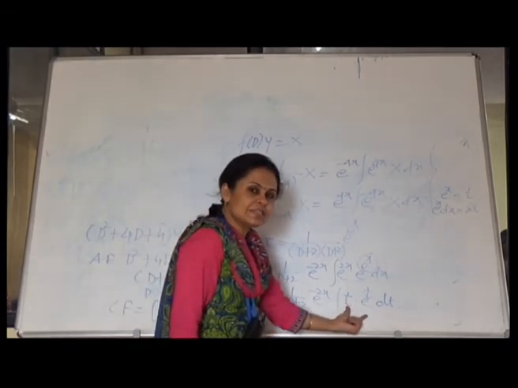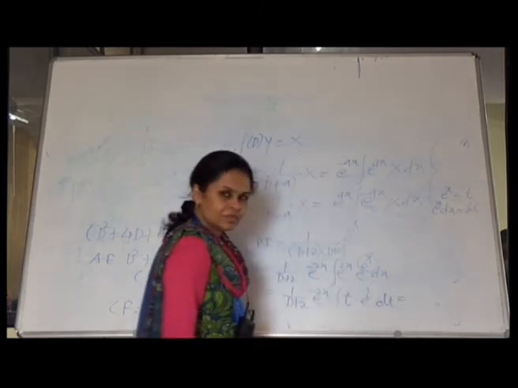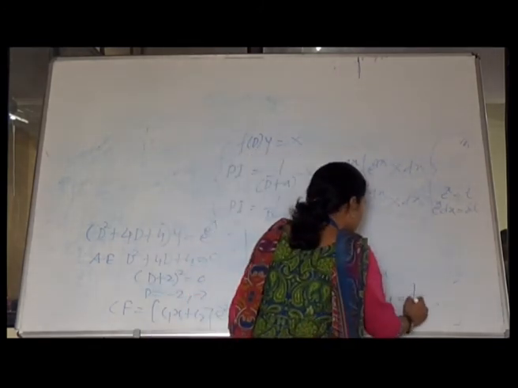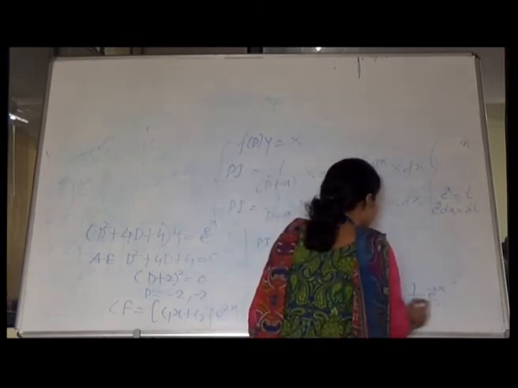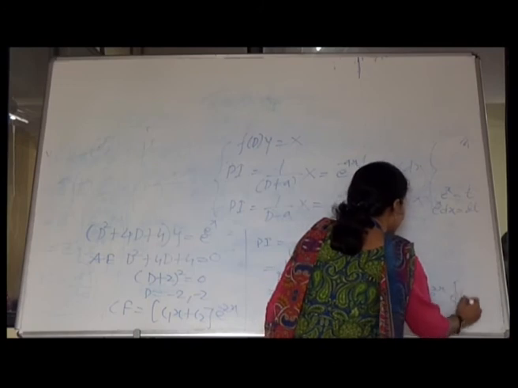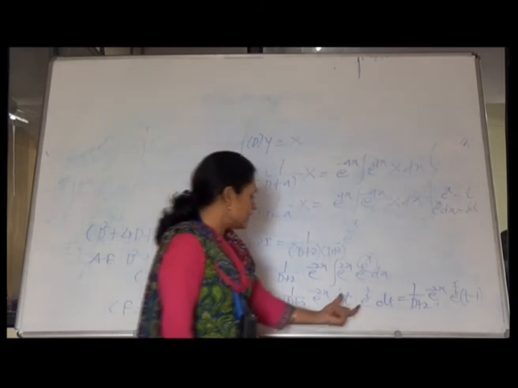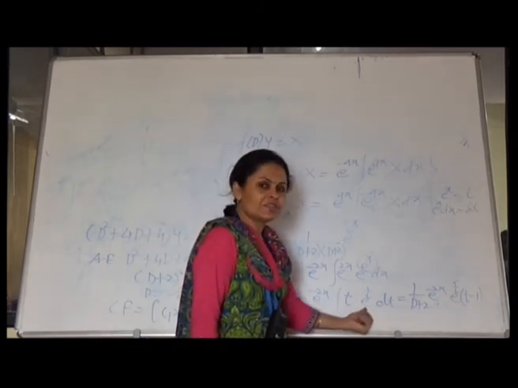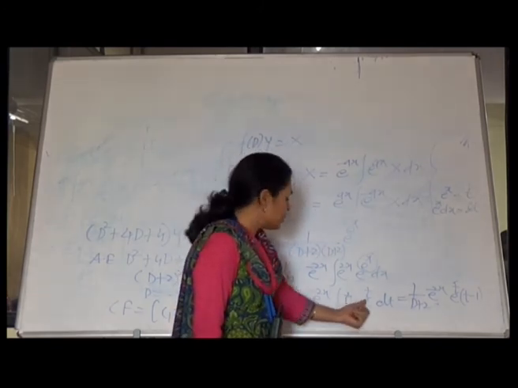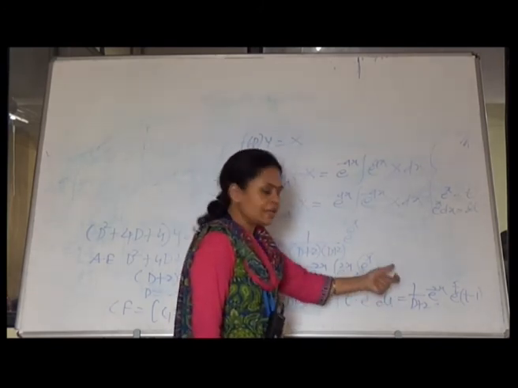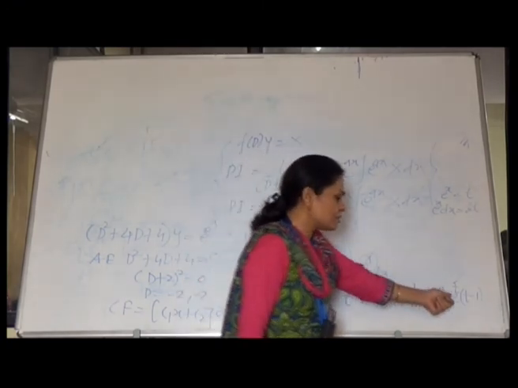What is the answer for this integral? It's a famous integral, t e raised to t. We have integrated this integral a number of times. The answer comes as 1 upon d plus 2 as it is, e raised to minus 2x as it is, and the answer for this is e raised to t into bracket t minus 1. This is the integral by parts, where the exponential function becomes the second function and t becomes the first function. First into integral of second minus integral of derivative of first into integral of second, and that e raised to t, if I take common, this is my answer.